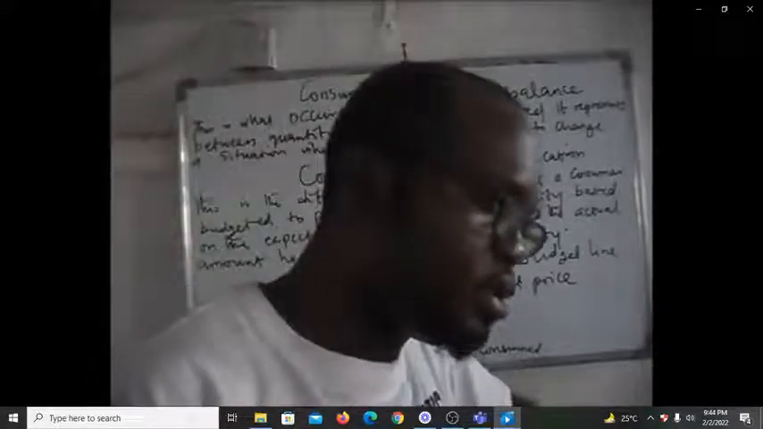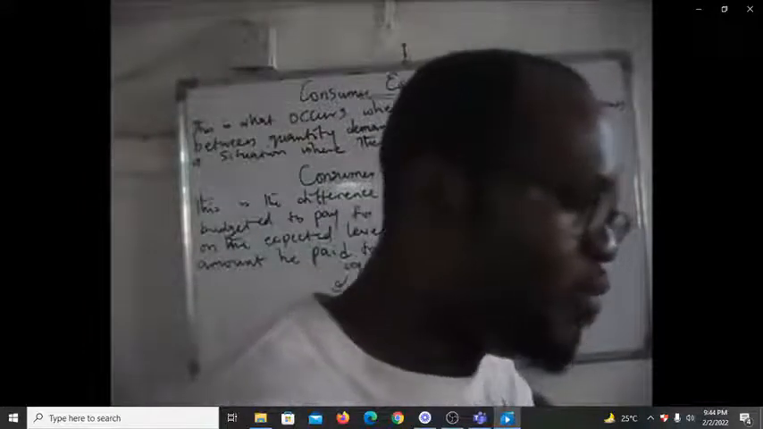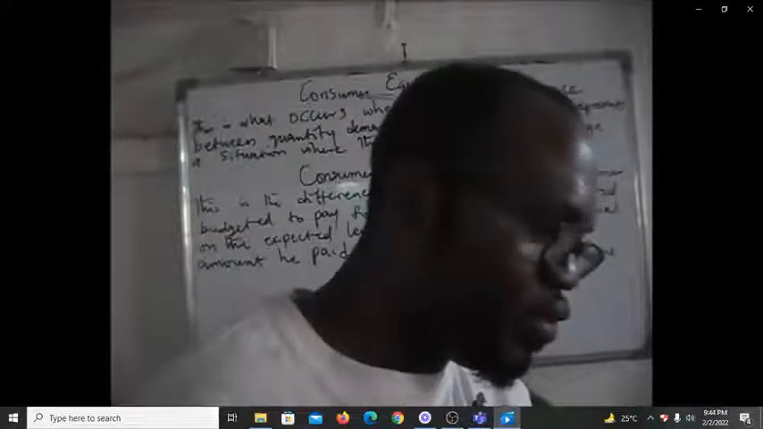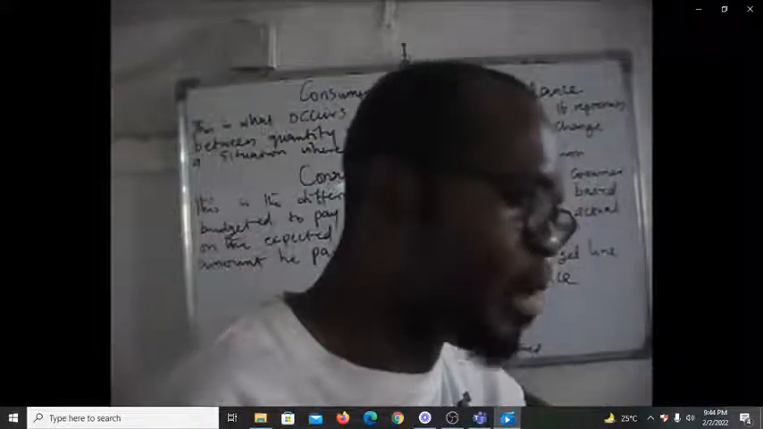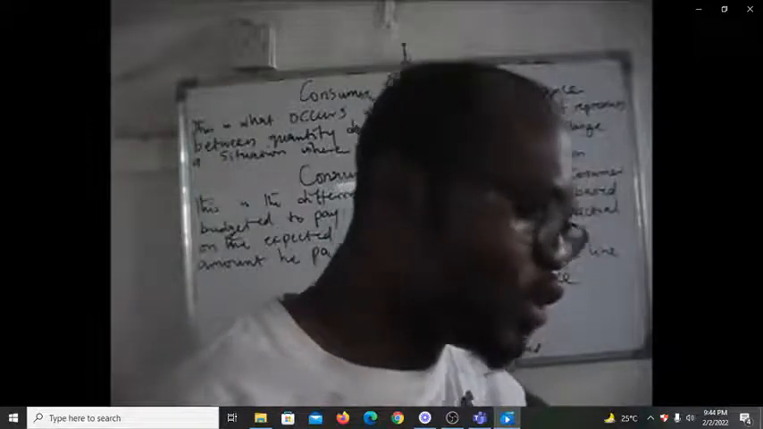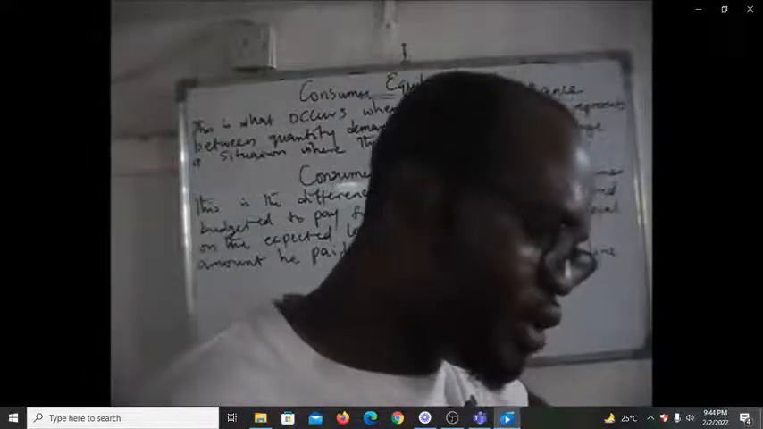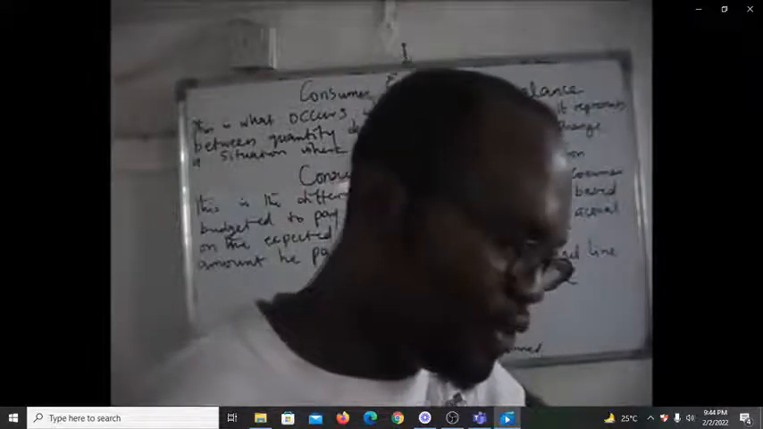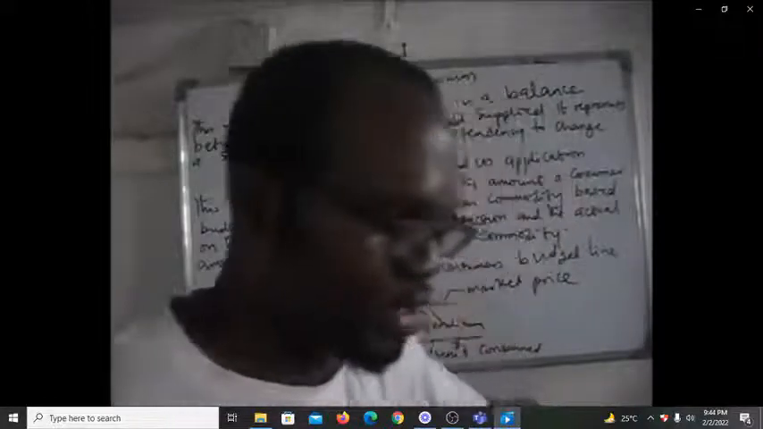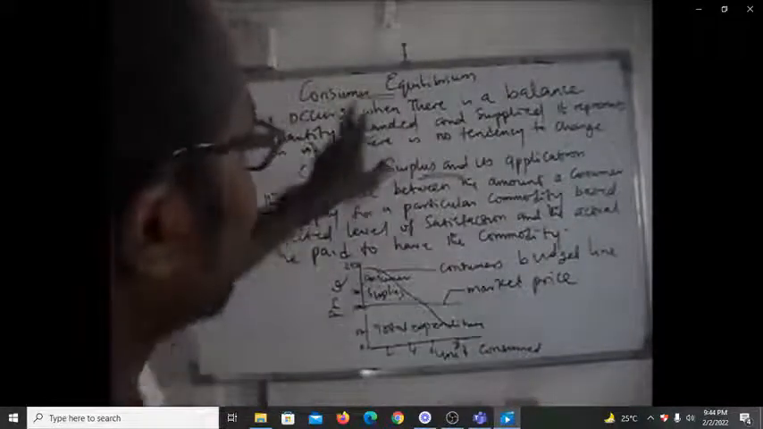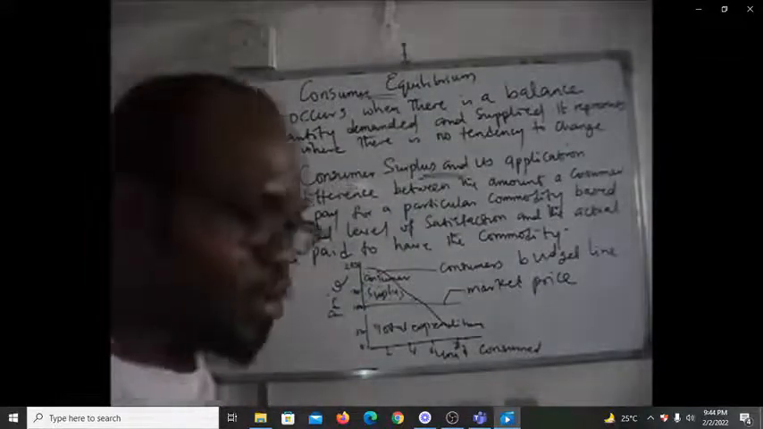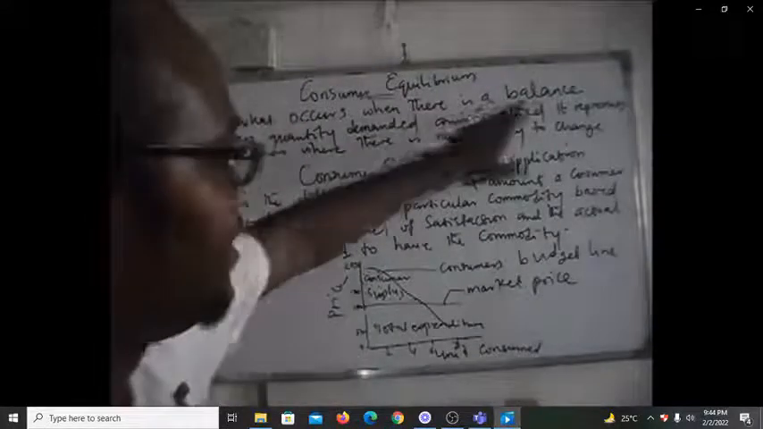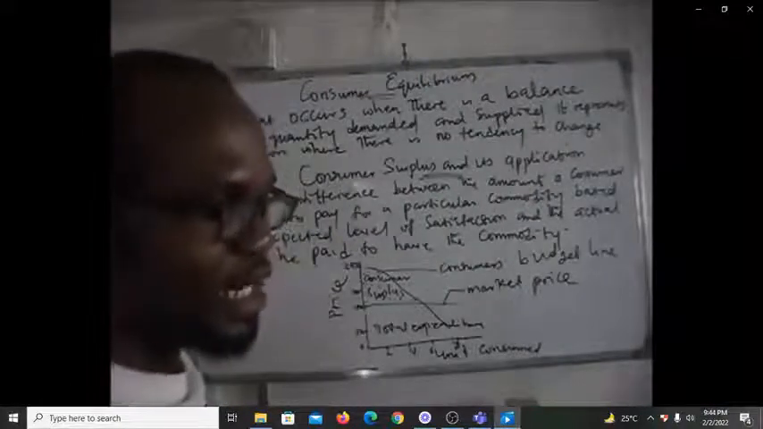You need one pack of milk. Whenever you go to buy, you can always get one pack of milk. What you need, what you demand for, what you need and you have money to buy, that is demand, isn't it? What you demand for is what you can get. That's when we say there's what we call consumer equilibrium. Anything you demand in the market, you can get. You can get it supplied. Is that clear?